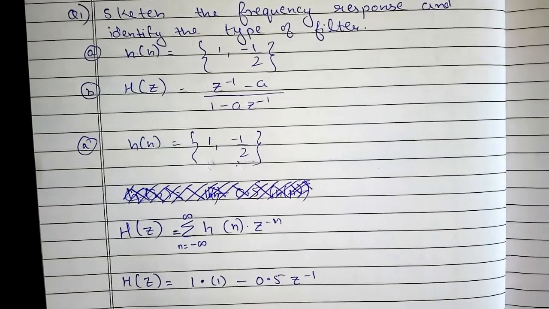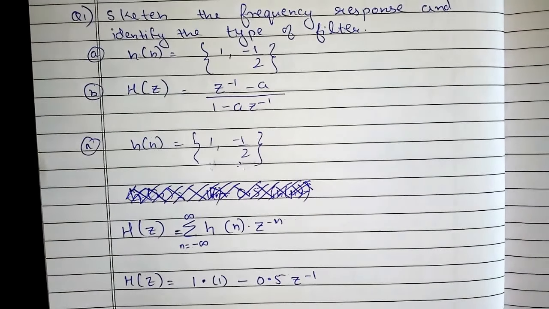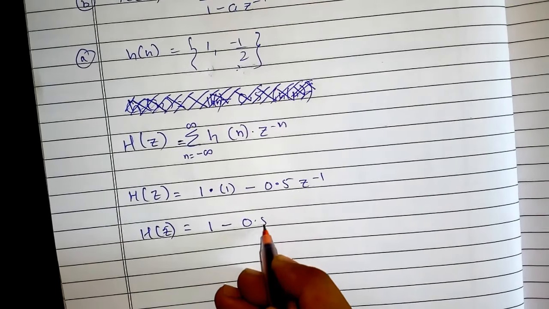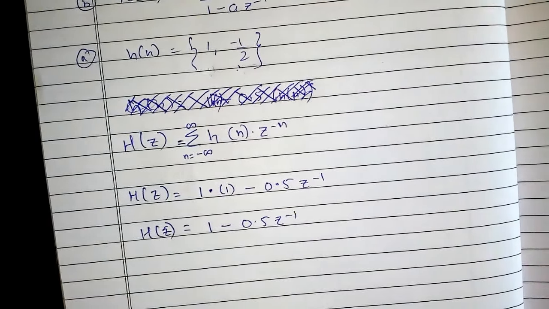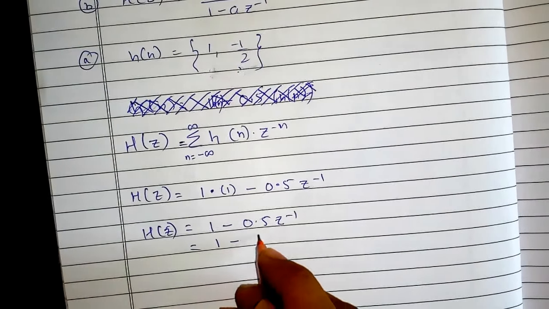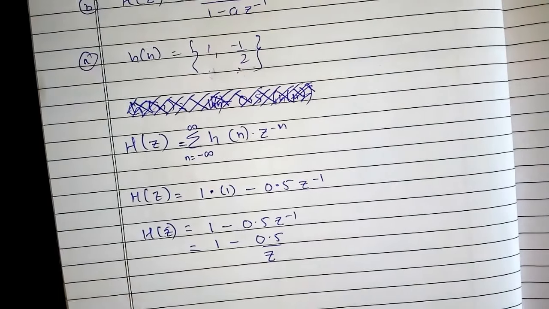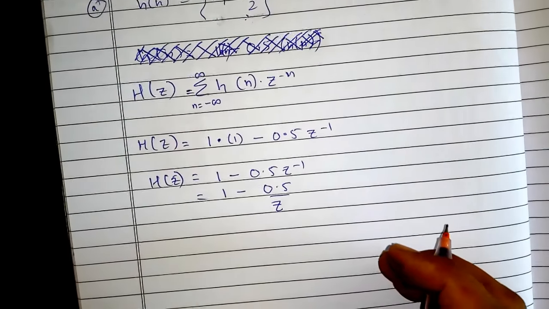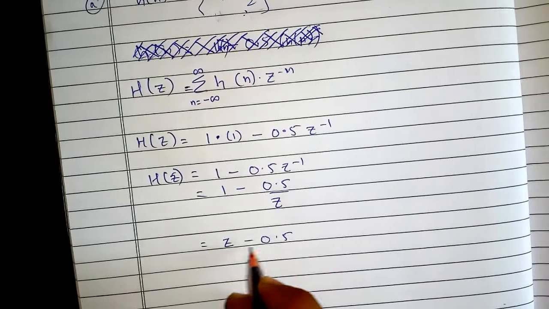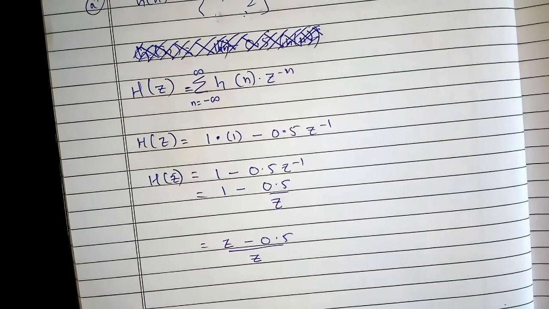So my H of z is 1 minus 0.5 z inverse. Further, I can write this as 1 minus 0.5 upon z. Further, what I can do is (z minus 0.5) by z. This will be my final equation.